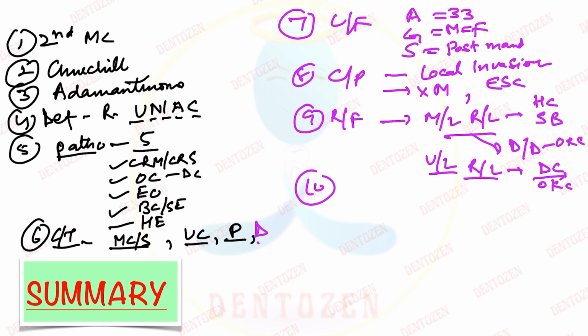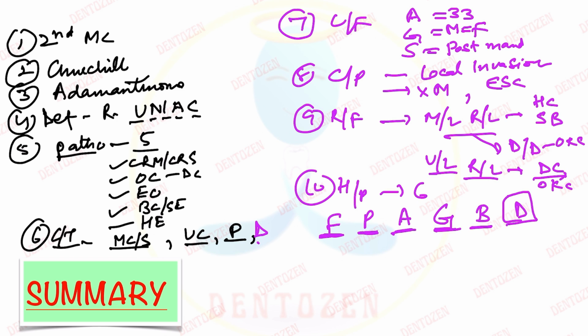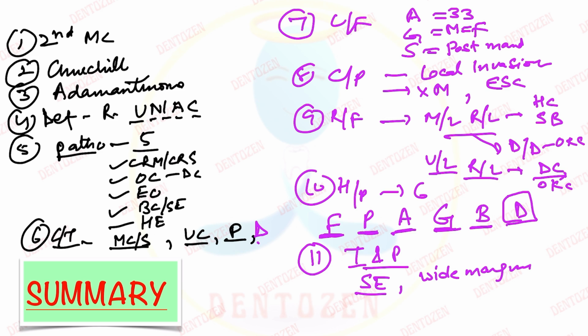Then we talked about the histopathology. There are 6 histopath types. Follicular, the most common type. Simple type, the most recurrent type. And then the plexiform, that is the second most common type, then acanthomatous, in which squamous metaplasia takes place, granular cell type, the most aggressive type, basal cell type, the least common type, and desmoplastic type, in which there is a lot of collagen fiber formation. Then we talked about treatment and prognosis. Surgical excision has to be done with wide margins, safe margins should be taken, and long-term follow-up is required because it has high recurrence rate.